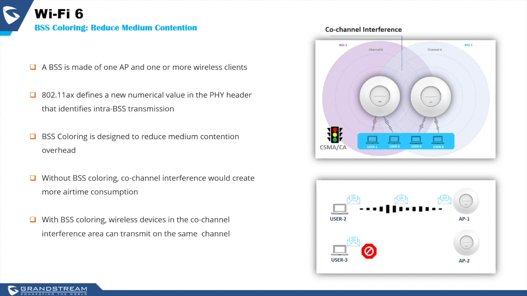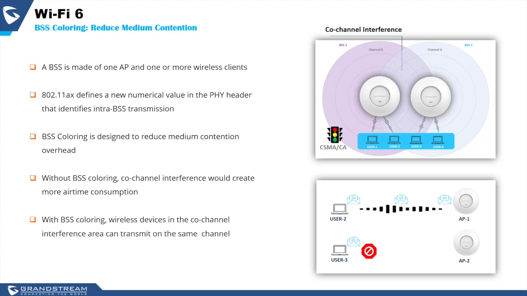Because of the half-duplex nature of wireless medium, where only one node or device can transmit at any given time, Wi-Fi 6 has introduced a new functionality called BSS Coloring. This functionality added a new physical header to identify each BSS, or basic service set. And basically a BSS is made of one access point and its associated wireless clients.